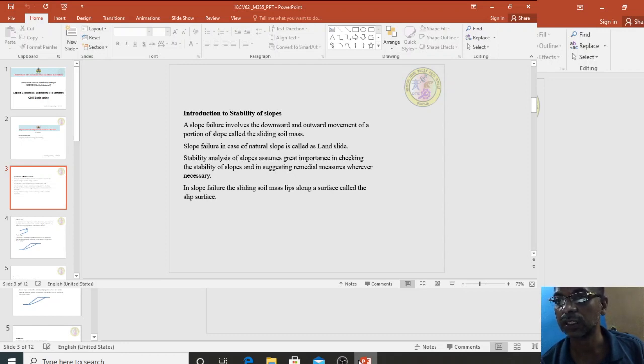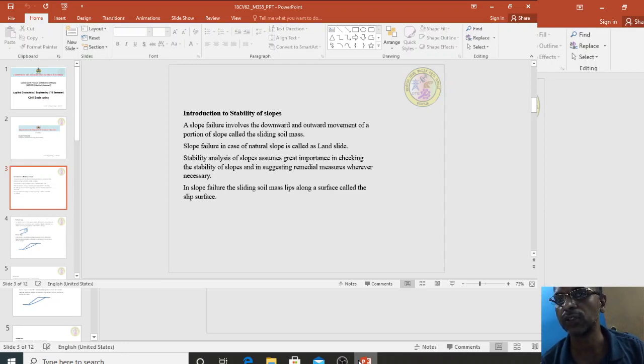A slope failure involves the downward and outward movement of a portion of slope called the sliding soil mass. Probably you might have observed that in the Shiradi Ghat, Charmadi Hills, the Western Ghat or Sakleshpura region, a lot of landslides are occurring and many man-made embankments collapse. This is because of lack of stability in the slopes. Slope failure may be natural or artificial.